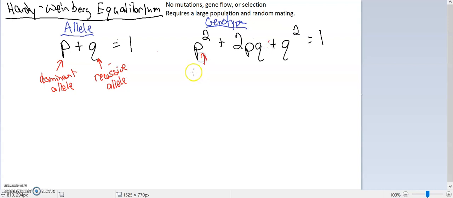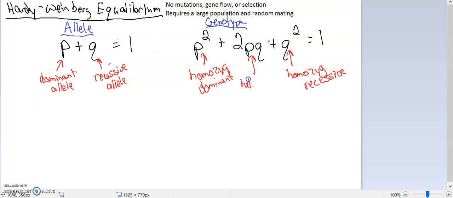So p squared is equal to the homozygous dominant genotype, so the big A's. q squared is equal to the homozygous recessive, so our little a's. And then right up the center, 2 times p times q is equal to our heterozygotes, which are our big A, little a's. By using these relationships, we can actually solve for all of them if we are given one piece of the population.